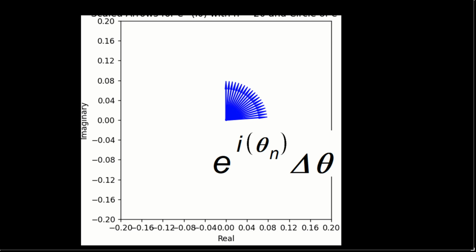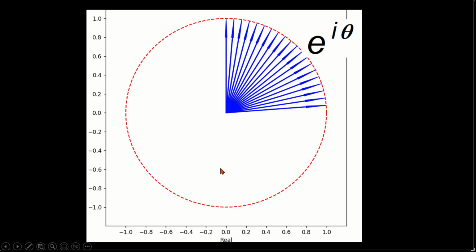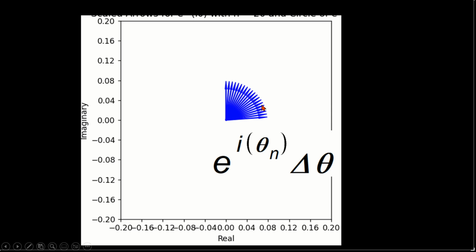So you have 1, 2, 3, all the way to 20. There are 20 arrows. Each of these arrows, like the first one here, you just multiply by d theta, which makes it smaller. And then you do that to each of the arrows. That's why over here you have the same 20 arrows, pointing in exactly the same direction. That hasn't changed, but because you've multiplied by d theta, each one has gotten smaller.